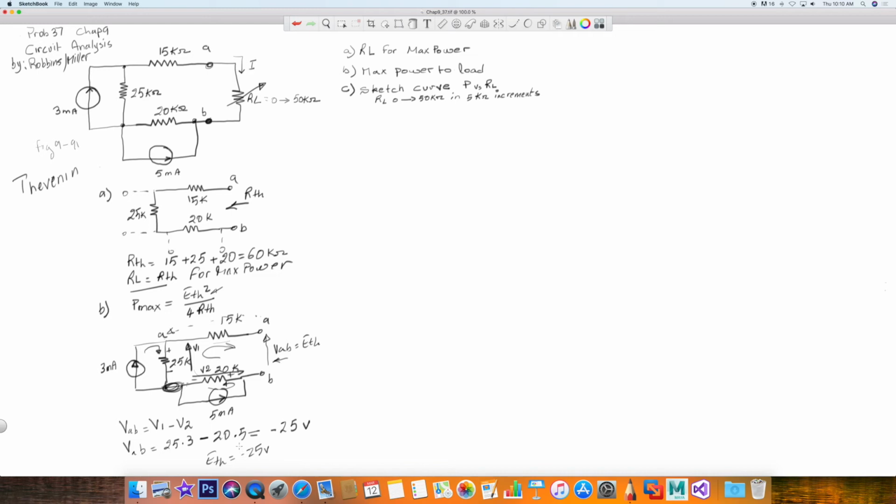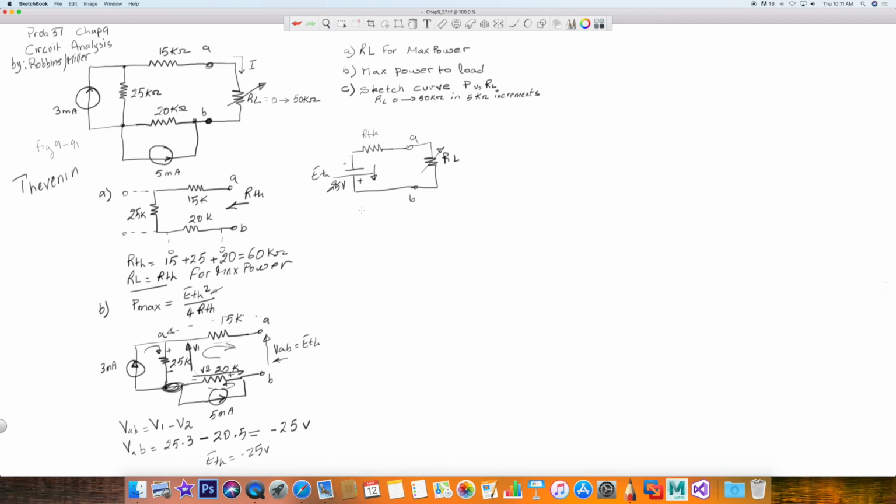Or if you're looking at it from the perspective of the equivalent circuit, then it will be something like this. Here's ETH. Here's RTH. And this is A. And this is B. Now, you could put your load here, RL. And so now, what you have is 25 volt pointing down this way. Do you agree? And this would be minus. And that's your RTH.